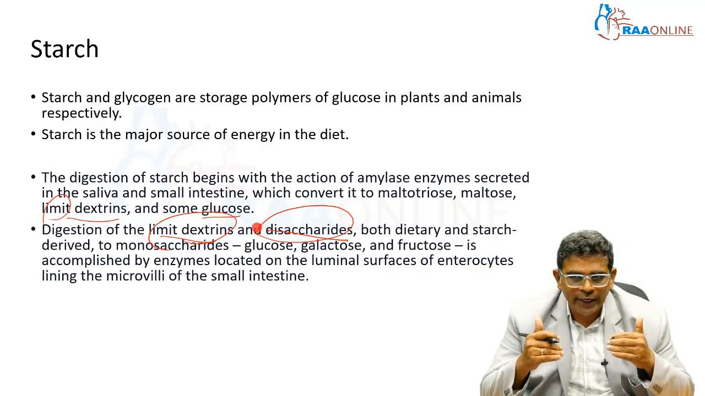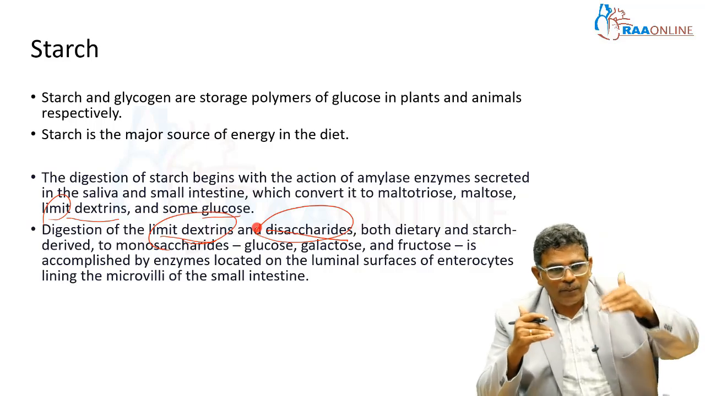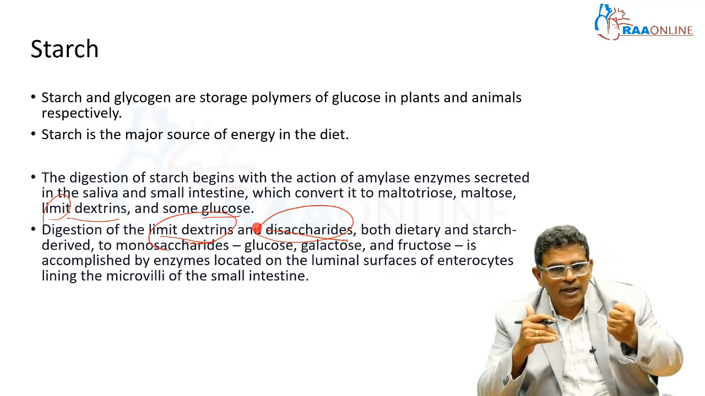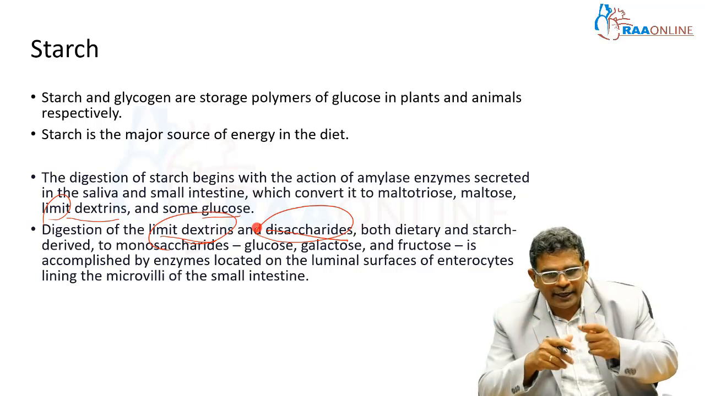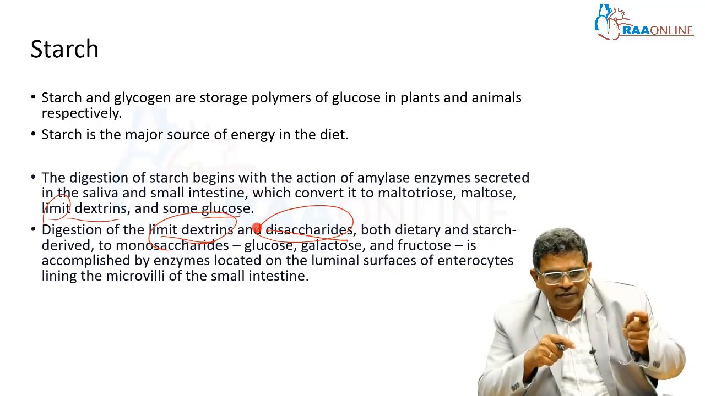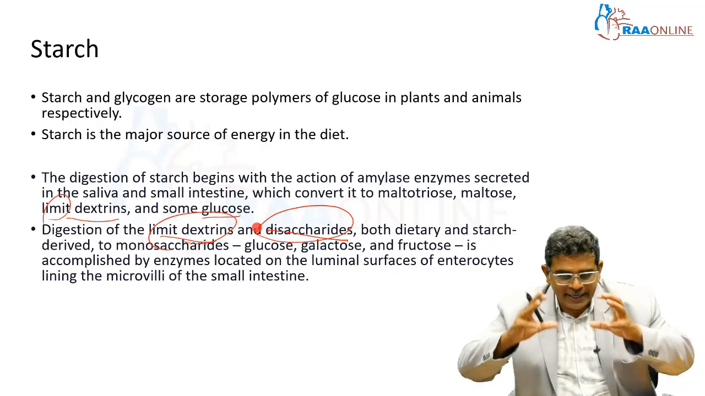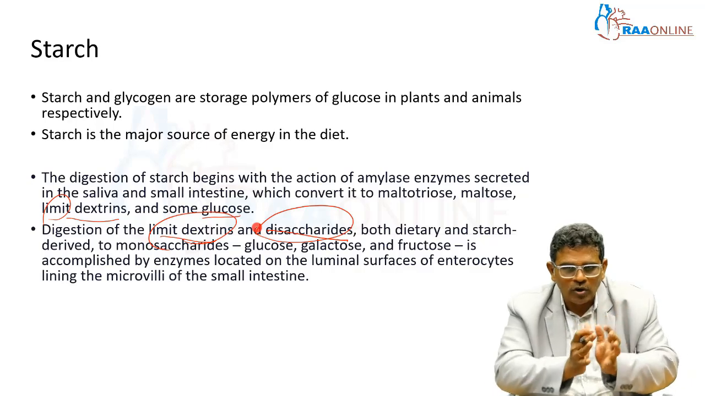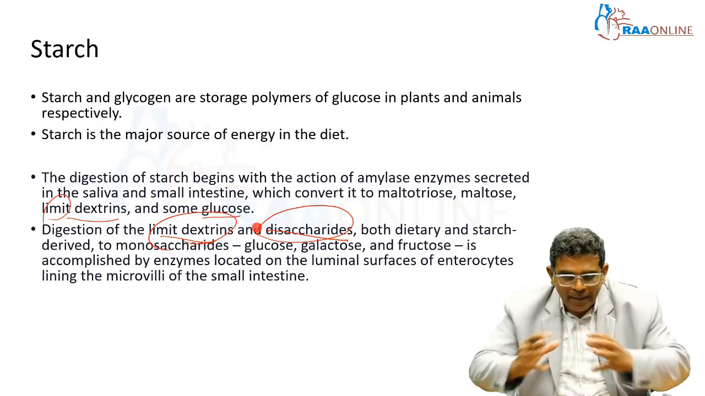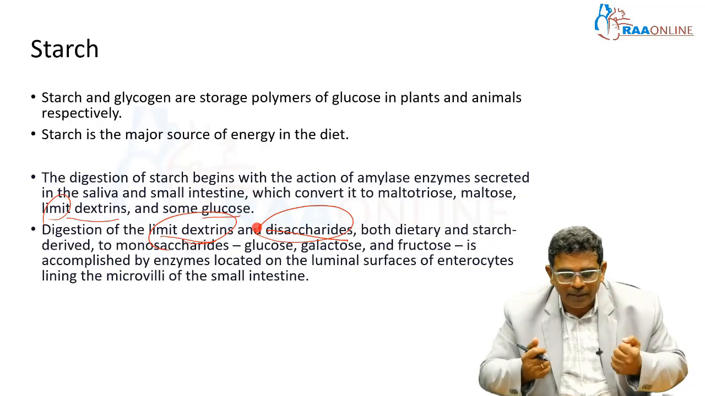So what do we need to know? The digestion begins right from the time the food reaches the small intestine. The amylase enzyme from the pancreatic juice acts, and after that we have the limit dextrin and disaccharide. These disaccharides have to be converted to glucose, galactose and fructose. So they become monosaccharides, and that is how they can be absorbed.